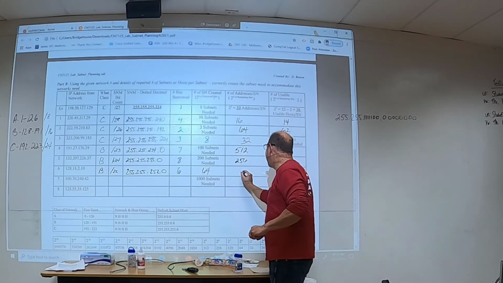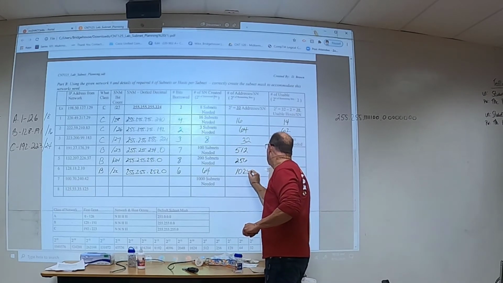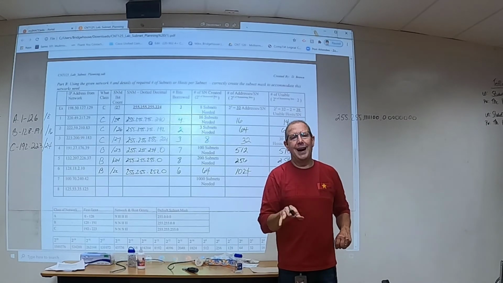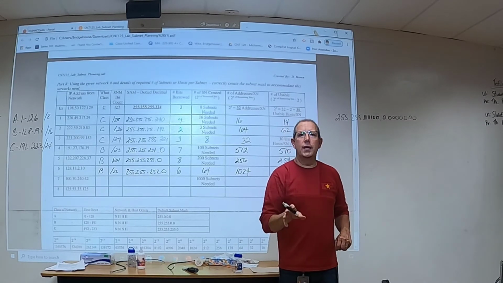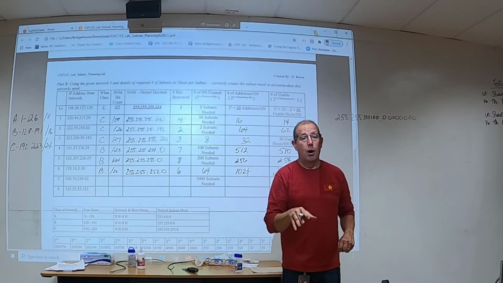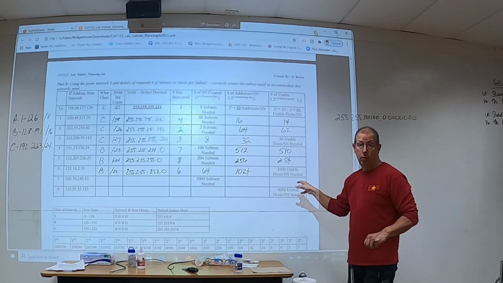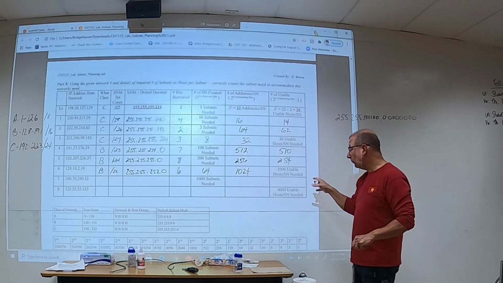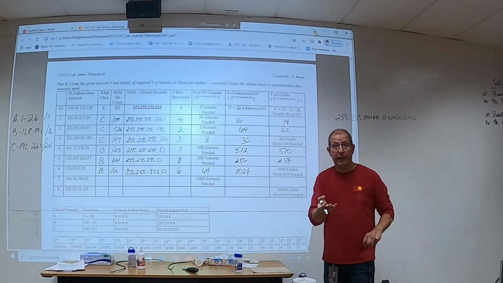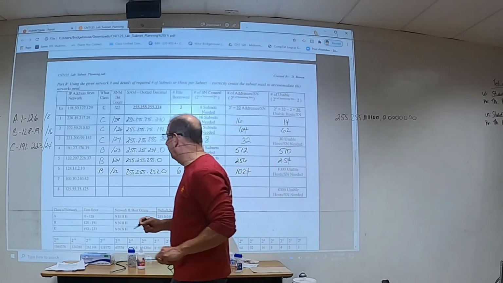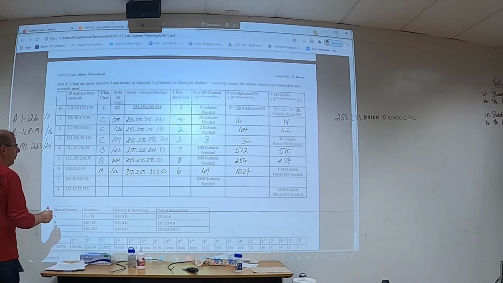I have 1,024 hosts on each one of those networks. 1,022 are usable. My boss asked me for 1,000 usable. Okay? I think I covered what he needed. Wouldn't you agree? Exactly.